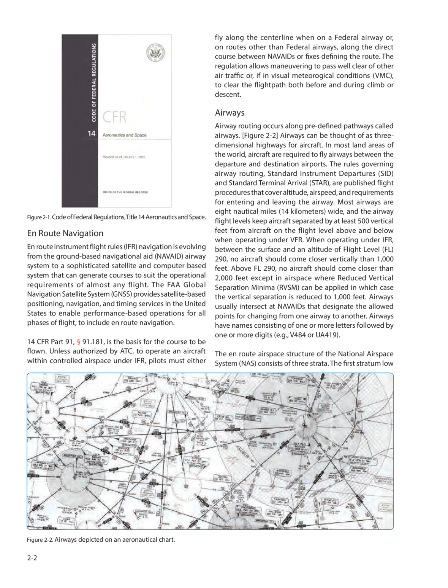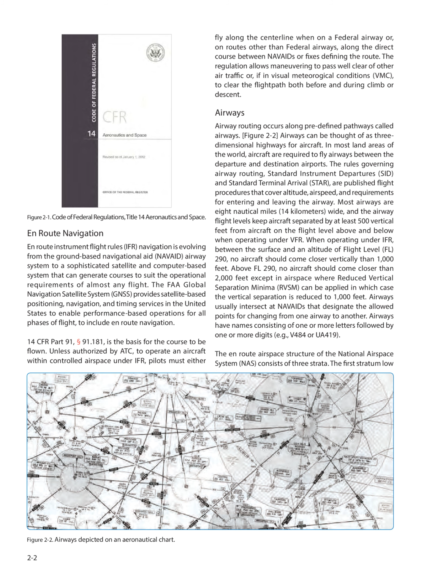Airways. Airway routing occurs along predefined pathways called airways. Figure 2.2, airways can be thought of as three-dimensional highways for aircraft. In most land areas of the world, aircraft are required to fly airways between the departure and destination airports. The rules governing airway routing, standard instrument departures, SID, and standard terminal arrival, STAR, are published flight procedures that cover altitude, airspeed, and requirements for entering and leaving the airway.